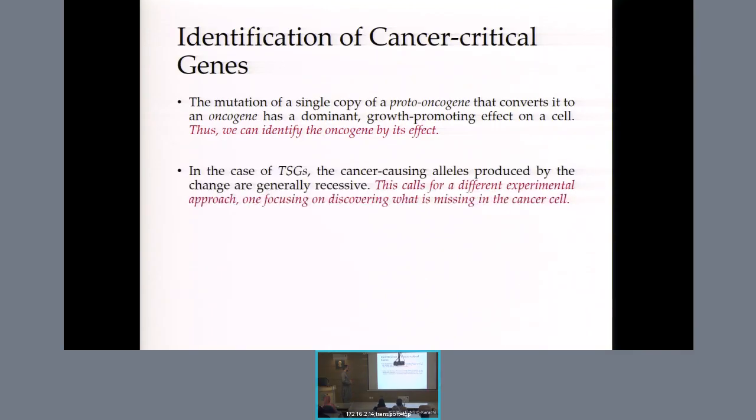So in the case of TSGs, the cancer-causing alleles produced by the change are generally recessive. This calls for a different experimental approach, one focusing on discovering what is missing in the cancer cell, like the P53. This is a very famous protein. What it does, it controls the growth of cells. So you have some cells in a petri dish. You know the P53 is there. It is controlling the division of the cell. You put some chemical on it.